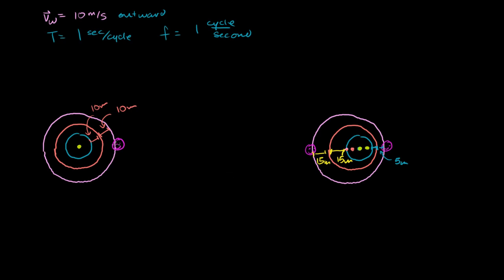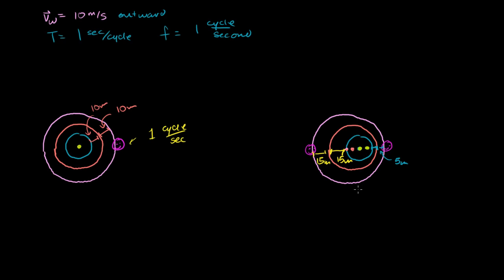Well, this guy, he has one crest passing him right now. It's going to take exactly 1 second for the next crest to get to him because it's traveling at 10 meters per second. So he is going to perceive one crest, or one cycle per second, or a frequency of 1 hertz, which makes sense. They're both stationary relative to each other. And we're also talking about classical physics. We're not getting into relativity and all of that. But the observed frequency is the exact frequency that was emitted by this guy right there.